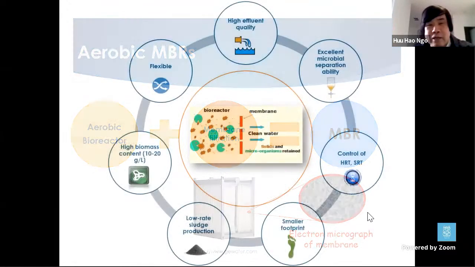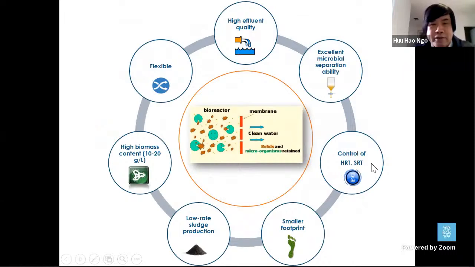Now we come to that. What are the merits of the anaerobic MBR? It's a good thing just like that. You see, this is a basic thing. Why do we use the membrane?